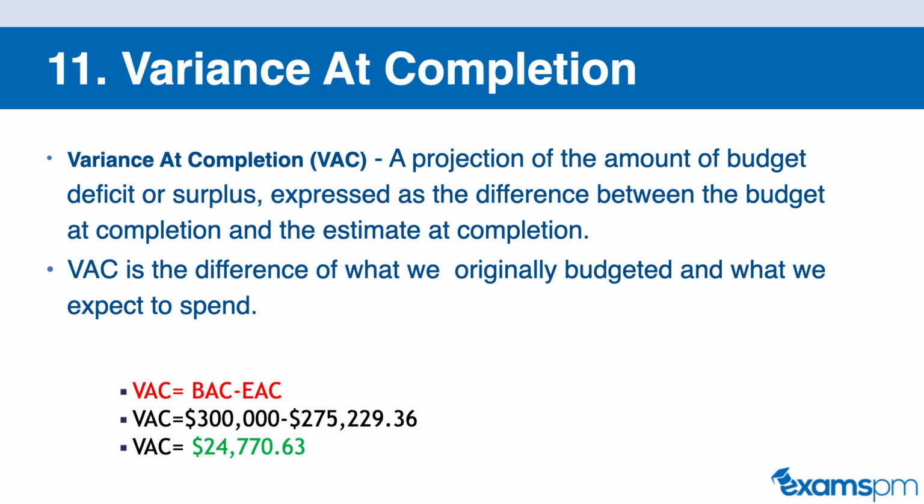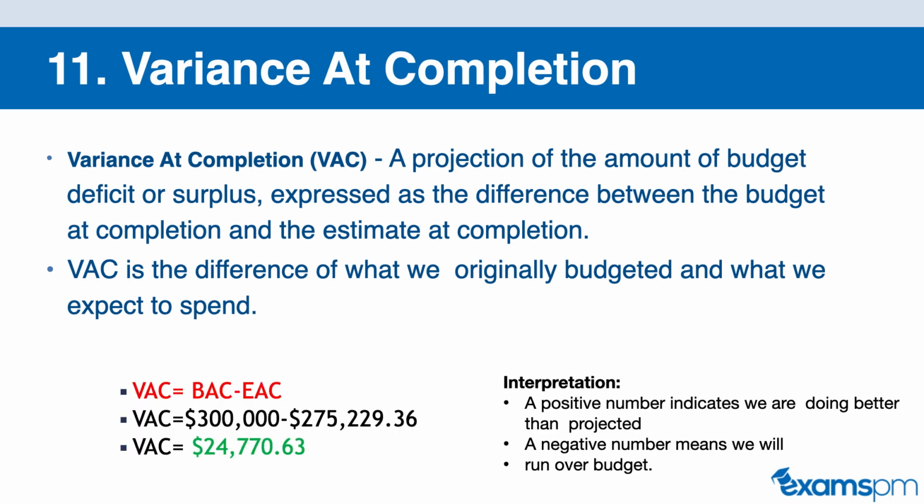Now here is how we can interpret the VAC. If the VAC is a positive number, then that is good. That means that we are doing better than what we have projected. If it is a negative number, that means that we are running over budget, and that is bad. So positive VAC is good, negative is bad. In this case, we have a positive number. That means we're doing better than what we projected that we would do.